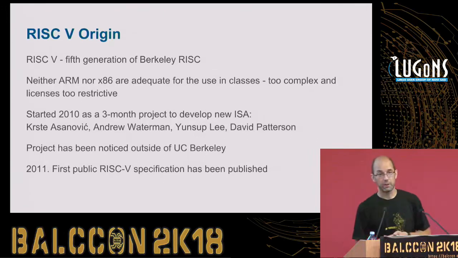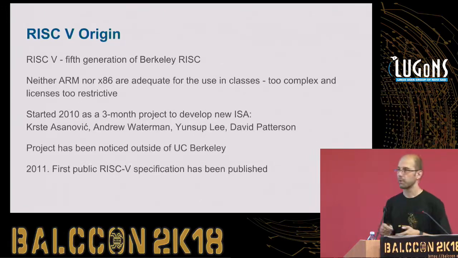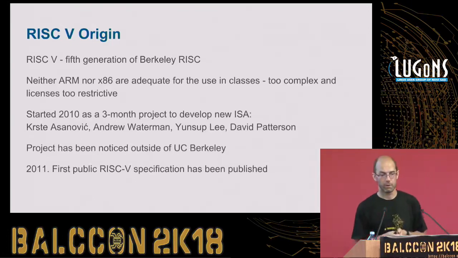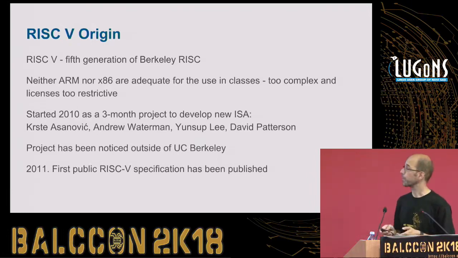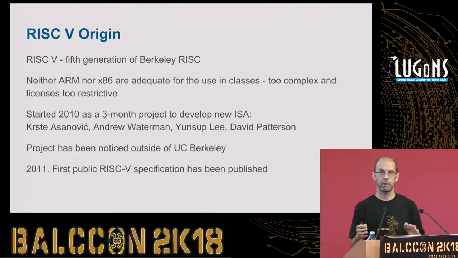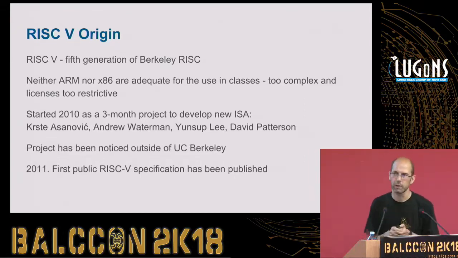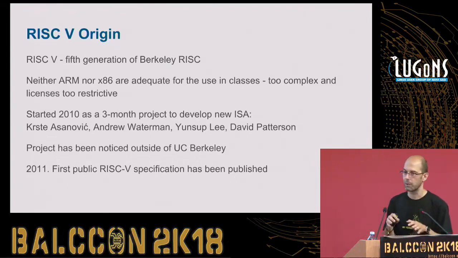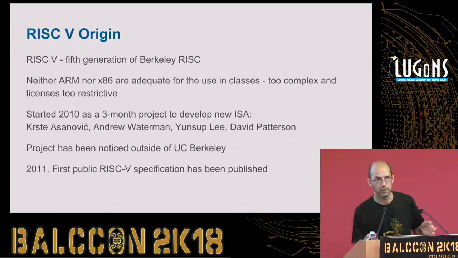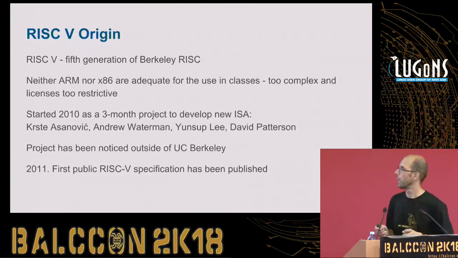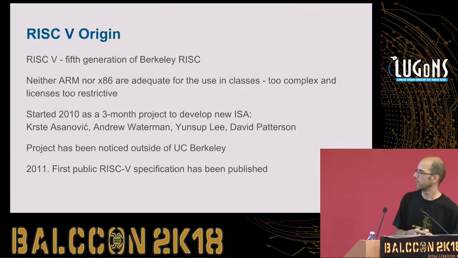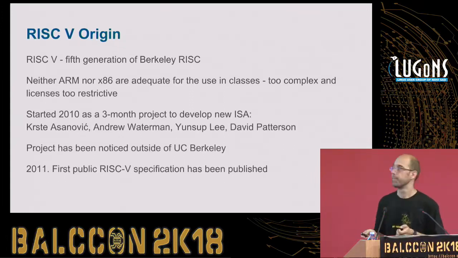It started as a 3-month project, and people started using it outside of UC Berkeley. They were really amazed when they changed something in the instruction set and got emails from people asking, what are you doing? Why are you changing this? We started using it. So they started making it into a real standard, and the first public RISC-V specification was published in 2011.